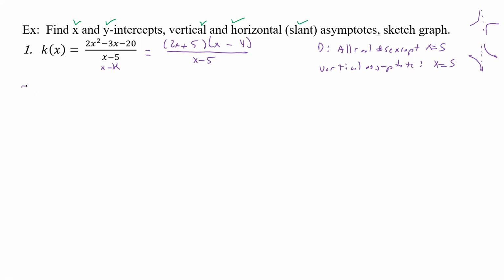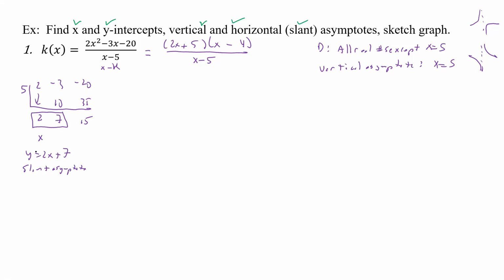And so we're going to take 5 into 2, minus 3, minus 20. So bring down our 2, that's going to be a 10. Add those, going to be 7. That's going to be 35. That's going to give us 15. And this will be our slant, and so that's going to be an x. And so it's going to be y equals 2x plus 7. That's going to be our slant asymptote. Okay, so that's going to be that.